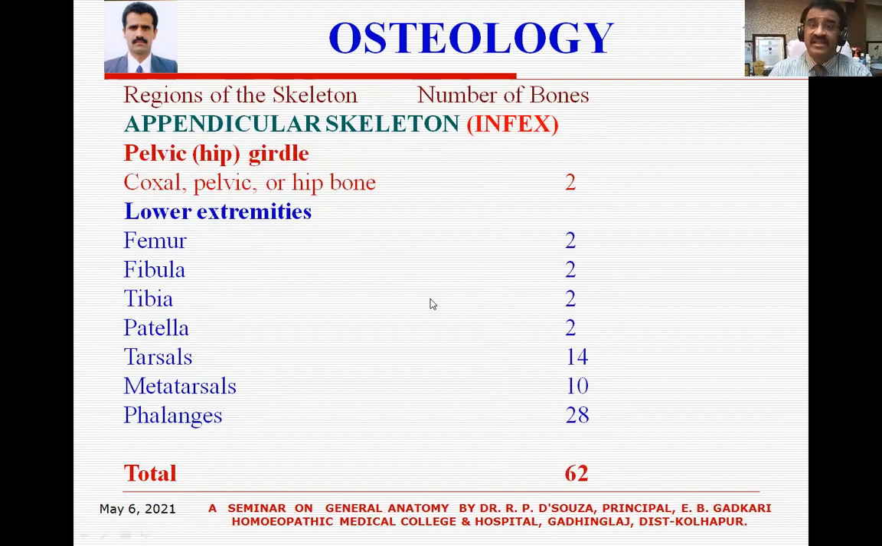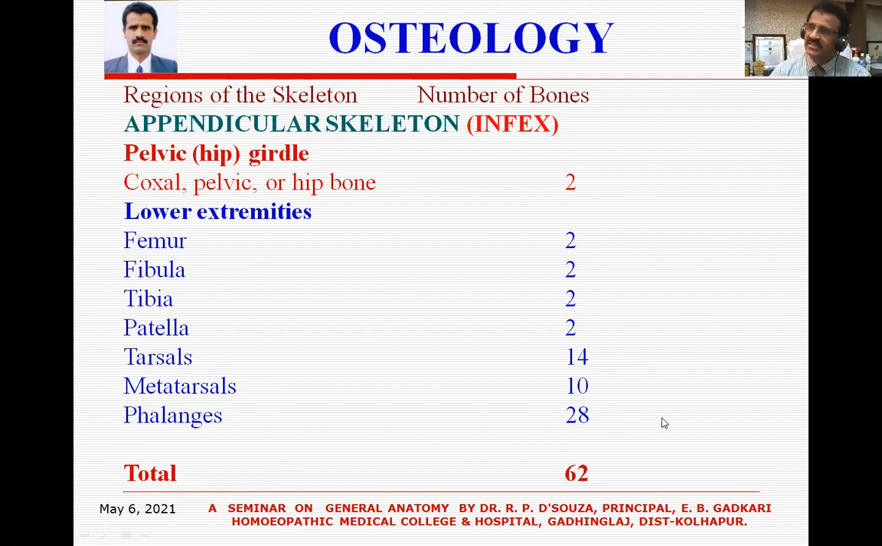So in the pelvic girdle there are two pelvic bones. Pelvic bones are also called hip bones, and also called coxal bone or coxa. And in the lower limb proper, two femur, two fibula, two tibia, two patella. And instead of carpals, we have tarsals here, 7 in each foot, so 14. Metatarsals, 5 in each, so metacarpals in the hand, metatarsals in the feet, and phalanges, same name, same number, 28.